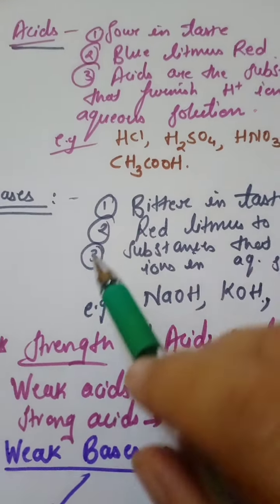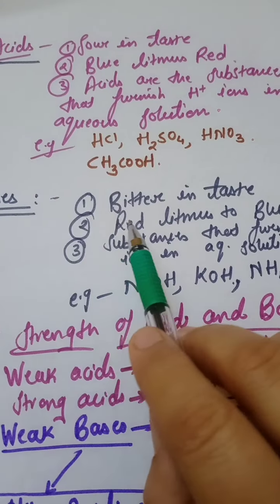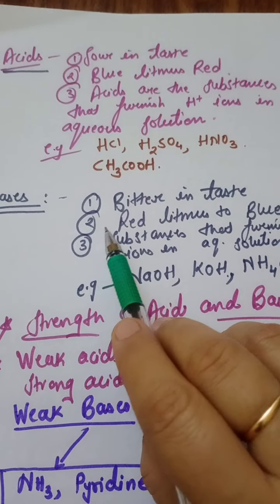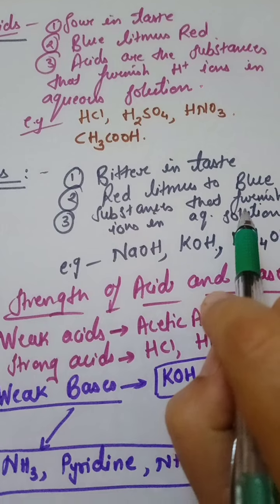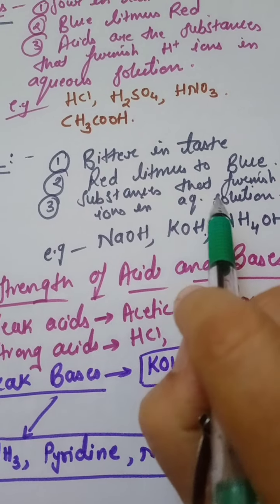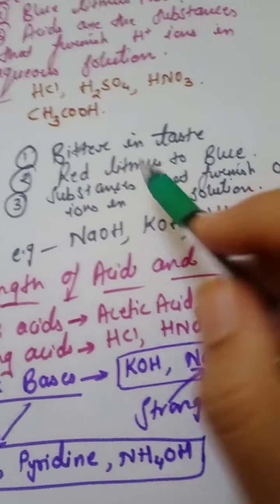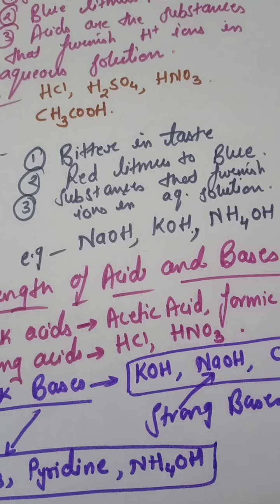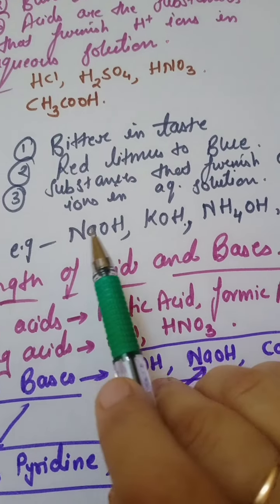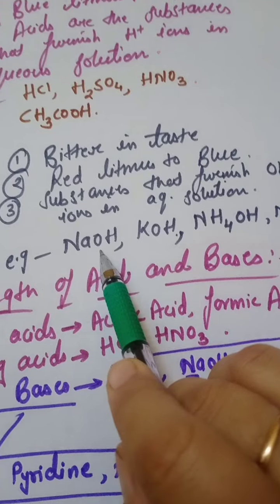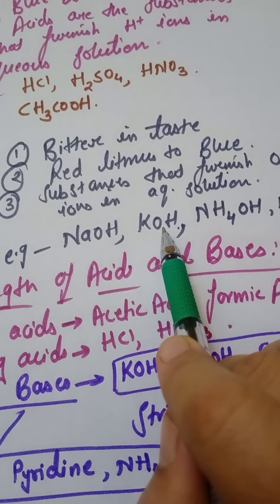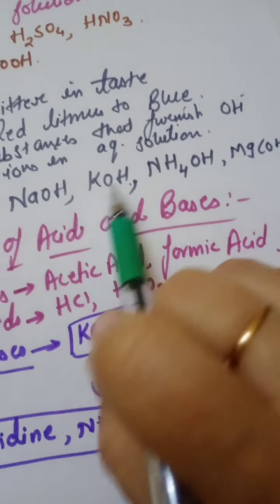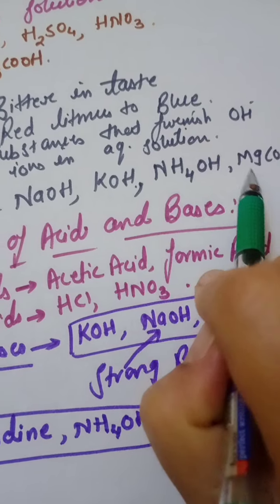Next are bases. Bases are generally bitter in taste. They turn red litmus to blue, and these are the substances that furnish OH negative ions in aqueous solution. Such substances are known as bases. Examples: sodium hydroxide, potassium hydroxide, ammonium hydroxide, and magnesium hydroxide. These are a few examples of bases.